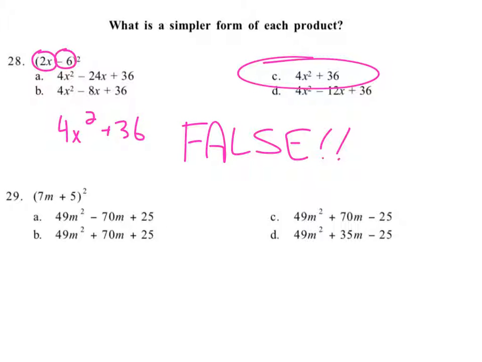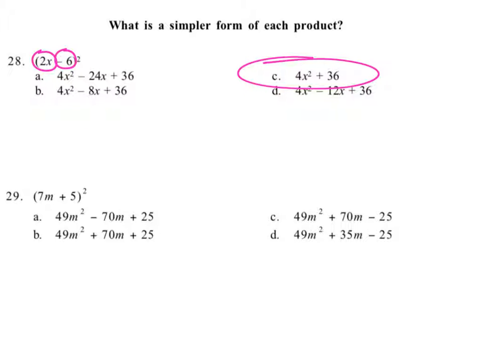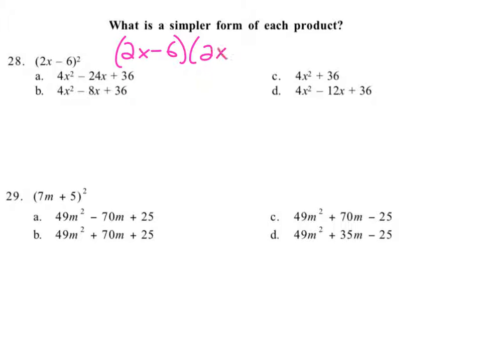Okay, let me erase it and let me show you what you actually should do, how you should be thinking of this. Because what does it mean to square something? It means multiply it by itself. And if you're going to multiply something by itself, for this, we're saying 2x minus 6 times 2x minus 6. And then you can actually see that we should be applying the FOIL method.